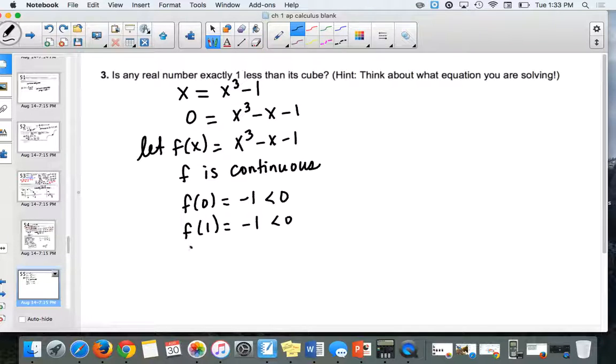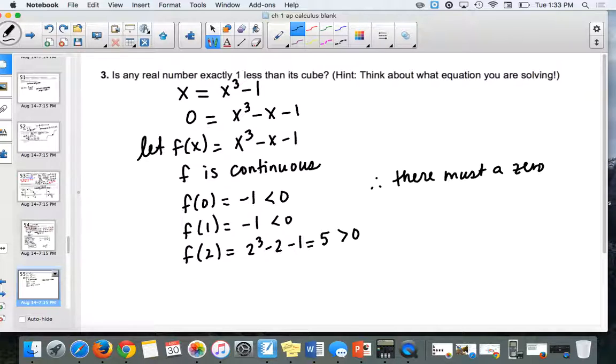So let's try f of, what else do you want to try? 2. F of 2. 2 cubed minus 2 minus 1 is 8 minus 3. So we get 5. That's greater than 0. So we know that there has to be a 0 between 1 and 2. Does that make sense? So therefore, there must be a 0 on 1 to 2 by the IVT, the intermediate value theorem. Done.